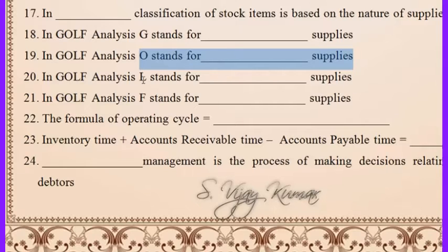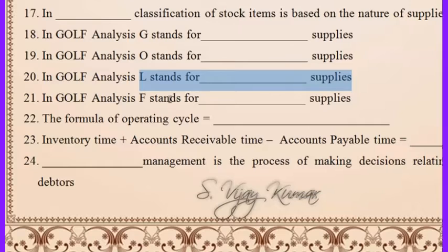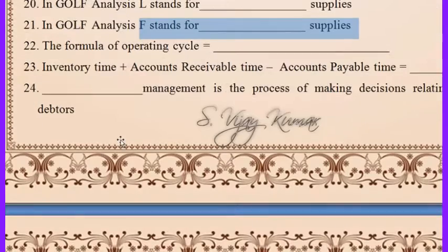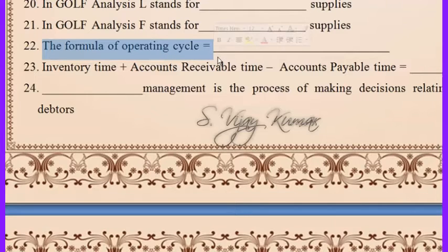O stands for open market supplies. L stands for local or locally available local market supplies. F stands for foreign supplies. Means we are going to get such goods from abroad.